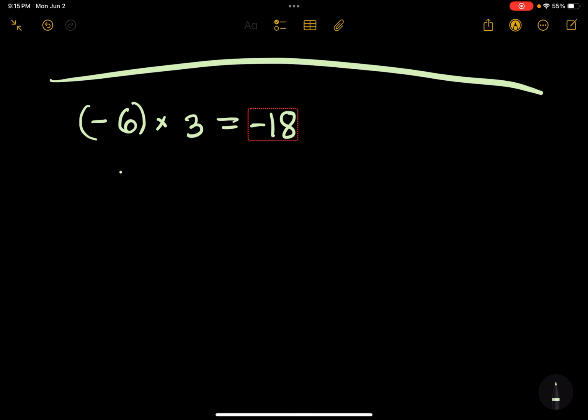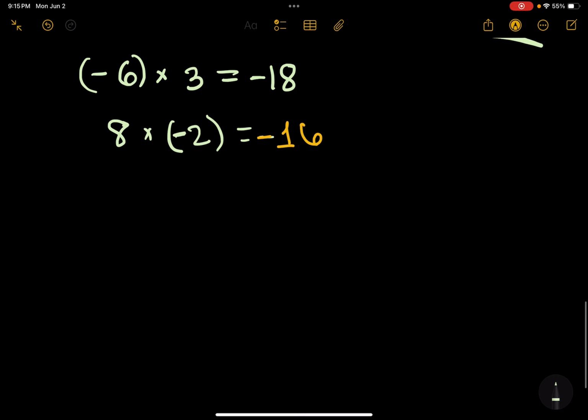So then another example is 8 times a negative 2. 8 times 2 gives us 16. And then because there's a negative sign, you put the negative in front.